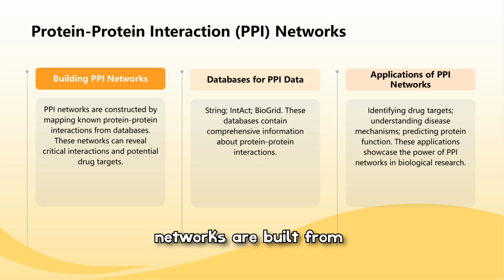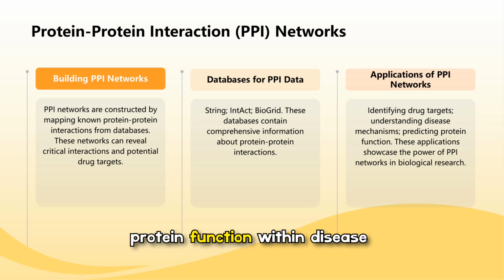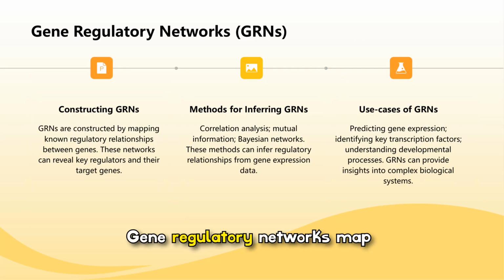Protein-protein interaction networks are built from experimental or curated interaction databases and reveal how proteins physically or functionally connect. Resources like STRING, IntAct, and BioGRID power these maps, which are invaluable for finding drug targets and understanding protein function within disease mechanisms. Gene regulatory networks map regulatory relationships between transcription factors and target genes.